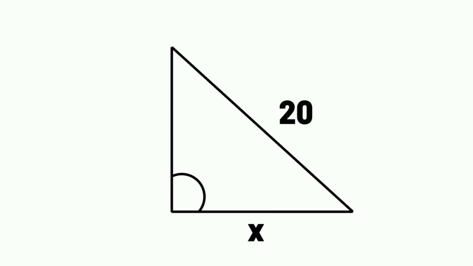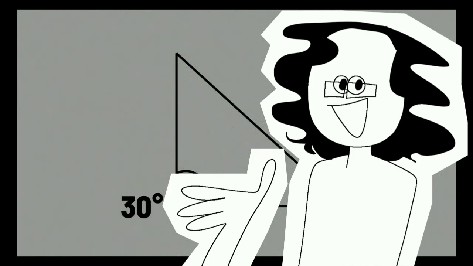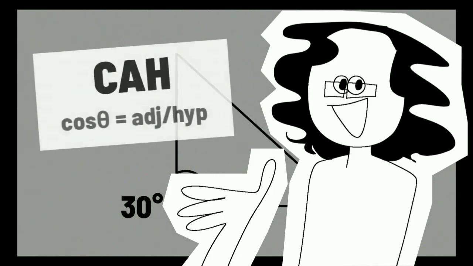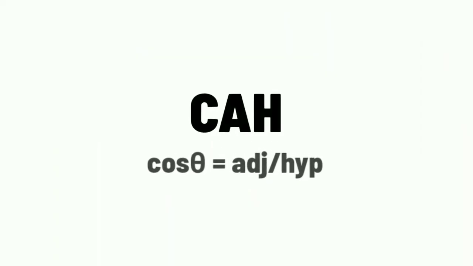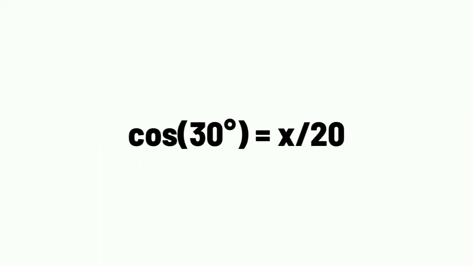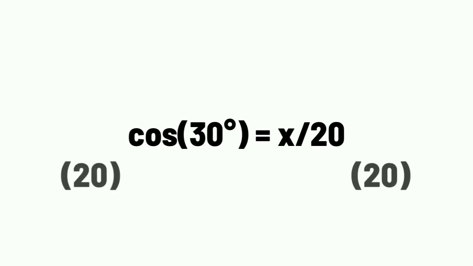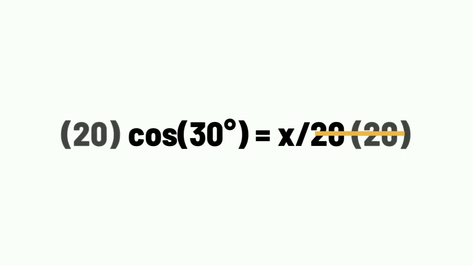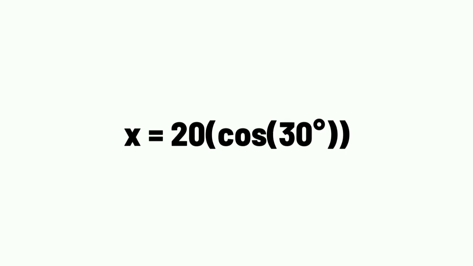Let's say we're finding the adjacent with a given value of 20 to the hypotenuse with an angle of 30 degrees. Based on SOHCAHTOA, we'll be using Ka since the given values are hypotenuse. Substituting the values, we'll get cosine 30 degrees is equal to x over 20. So in order to get x, we'll need to multiply both sides with 20. By doing that, we'll cancel 20. The equation will be x is equal to 20 cosine 30 degrees. By using our calculator, we'll get 17.3.